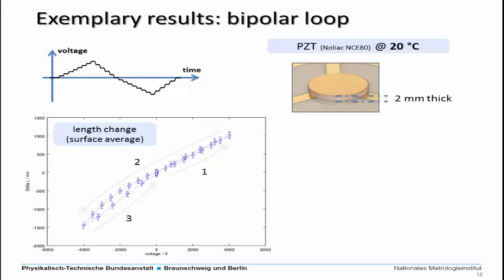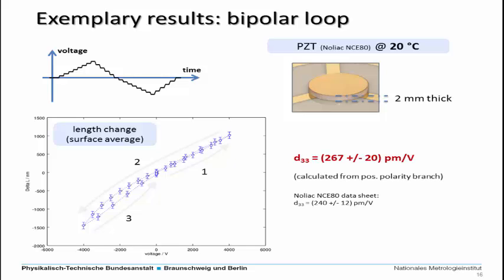As you can see in this sketch, we increased the voltage, went down to -4 kV and then back to 0. And what came out for this positive branch here is this value for the d33 of the sample. It's only calculated for the positive part, and compared to the technical data value, it's in good agreement with this.